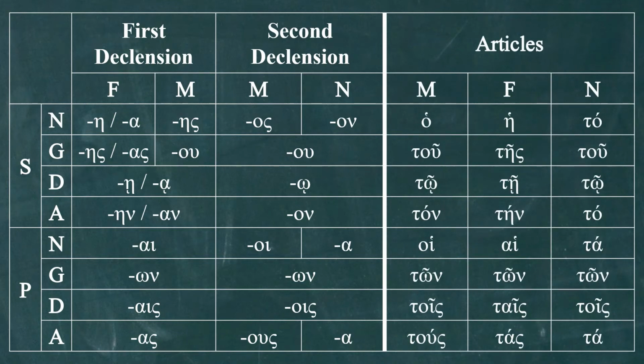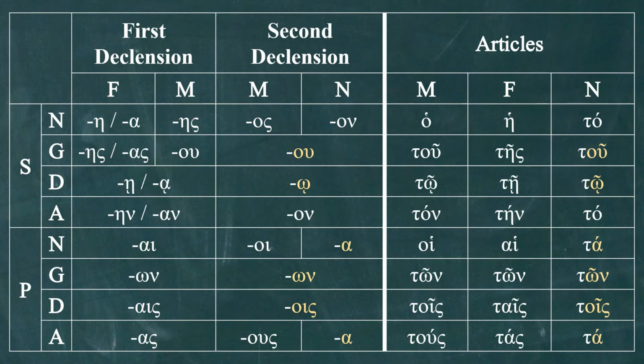Once again, the first declension endings on a feminine noun are almost identical to the feminine articles. The second declension endings on a masculine noun are almost identical to the masculine articles. And finally, the second declension endings on a neuter noun are almost identical to the neuter articles.